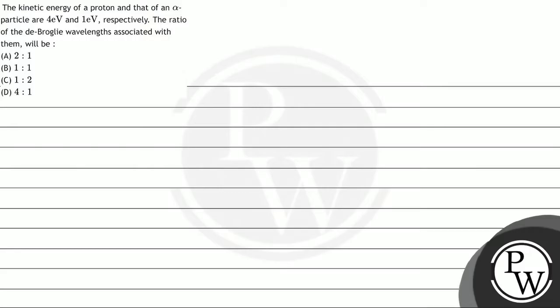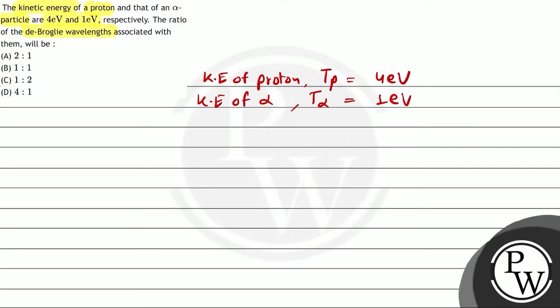The question says the kinetic energy of a proton and that of an alpha particle are 4 electron volt and 1 electron volt. The ratio of the de-Broglie wavelength associated with them will be. So we are given that the kinetic energy of proton, let's call it Tp, is equal to 4 electron volt, and the kinetic energy of alpha particle, which is T alpha, is equal to 1 electron volt. Okay, so we have to find the ratio of their de-Broglie wavelengths.